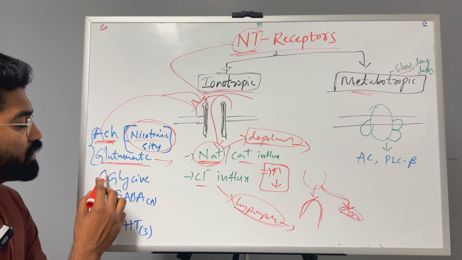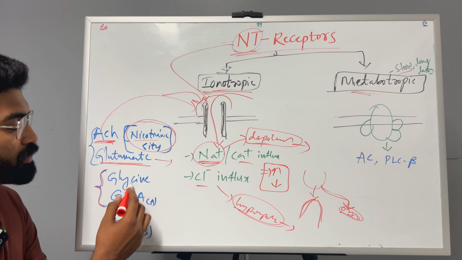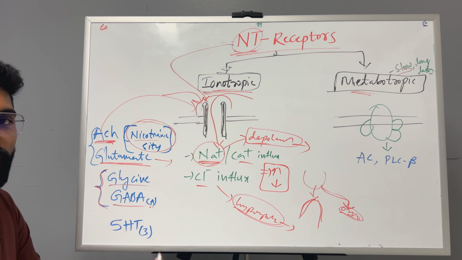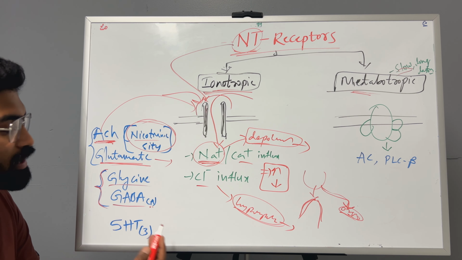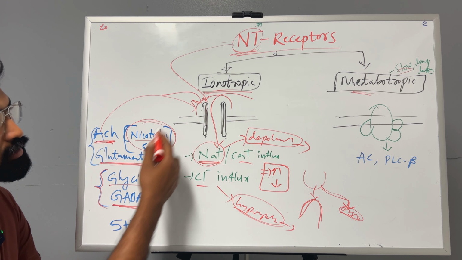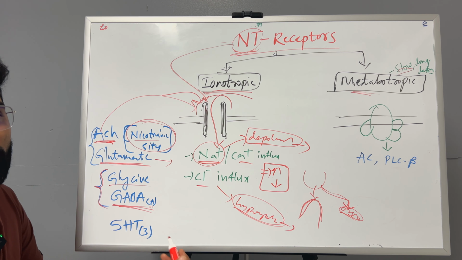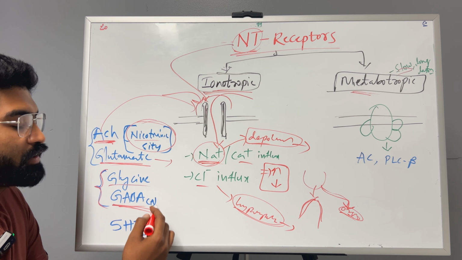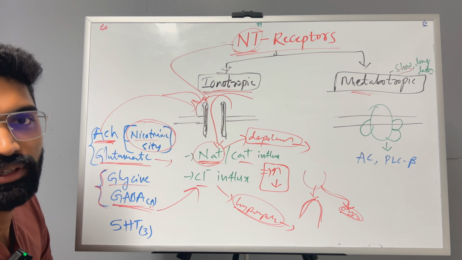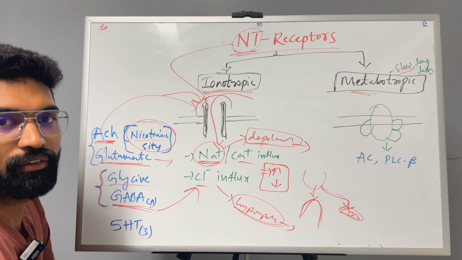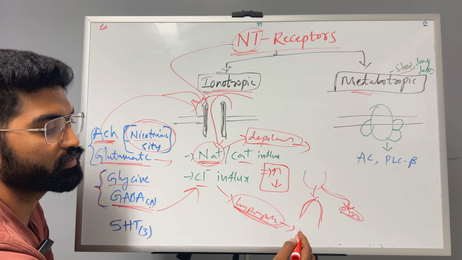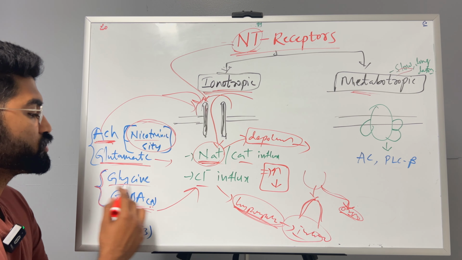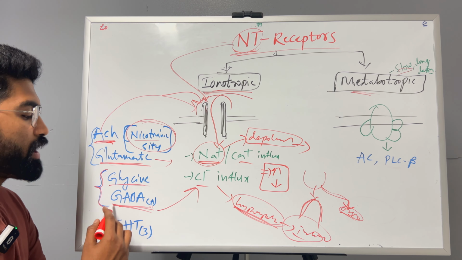Now let us move to two other neurotransmitters, which are glycine and GABA type A. There are two types of GABA receptors: GABA A and GABA B. GABA A will act on the ionotropic receptor, and the GABA B type will act on the metabotropic receptors. These two receptors will increase the influx of chloride ions. I already mentioned that chloride ion influx leads to hyperpolarization, which leads to inhibitory action. So inhibitory action will be seen with these two neurotransmitters.